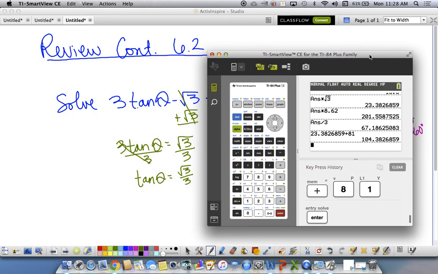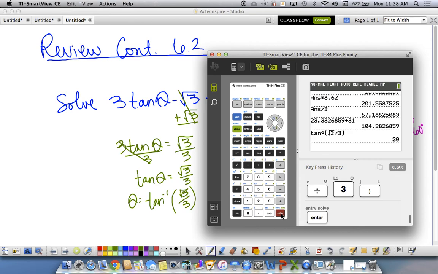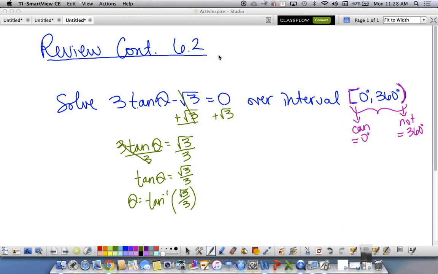So to get theta by itself, theta equals the inverse tan of this number, the square root of 3 over 3. Okay, so I can plug that in my calculator. So it's second tan, and I hit the square root of 3. Make sure you go out of that. Divided by 3. Okay, that's what it should look like in your calculator. And it tells me, in degrees, it's a 30-degree angle. What does that 30 degrees tell me? My calculator is very handy.